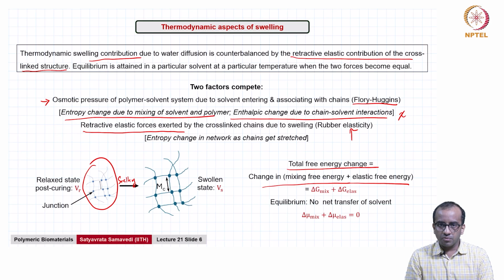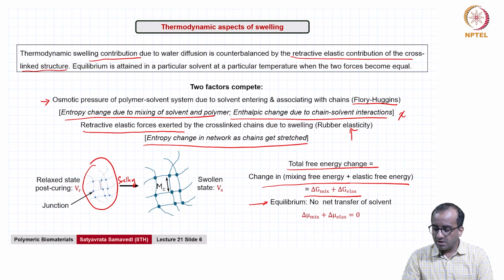Essentially what we are going to say in this limited context is there is an entropic change in the network as the chains get stretched, and that decrease in entropy becomes unfavorable beyond a certain point, which leads to the chains wanting to come back to their original position. And like I said, from a free energy perspective, you can have delta G mix plus delta G elas, which is the mixing free energy and the elastic free energy.